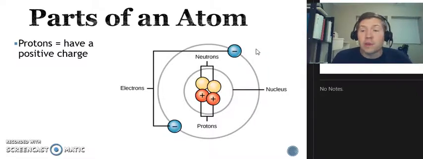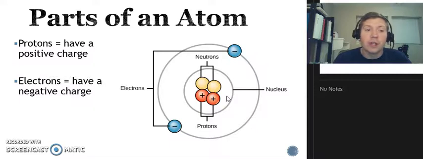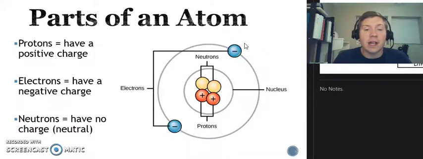Alright, the next part is to talk about the charges of these particles. So protons, here in red, have a positive charge. So one proton, one positive charge. Electrons have a negative charge. So one electron, one negative charge. Neutrons, as their name implies, are neutral. They have no charge. So if you look at this atom as a whole, you see two positive charges, two neutral charges, and two negative charges. That means as a whole, this atom has zero charge. Two positives minus two negatives.